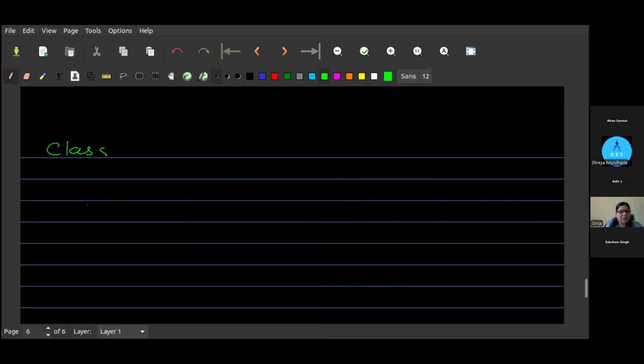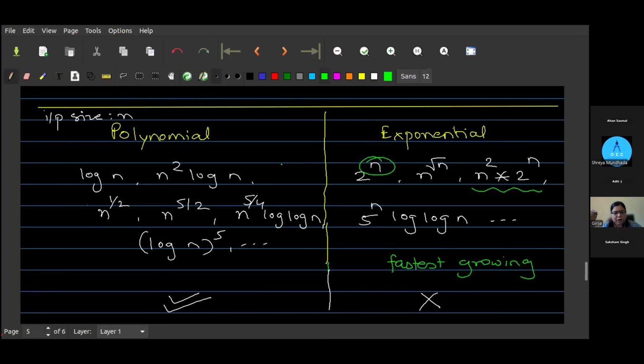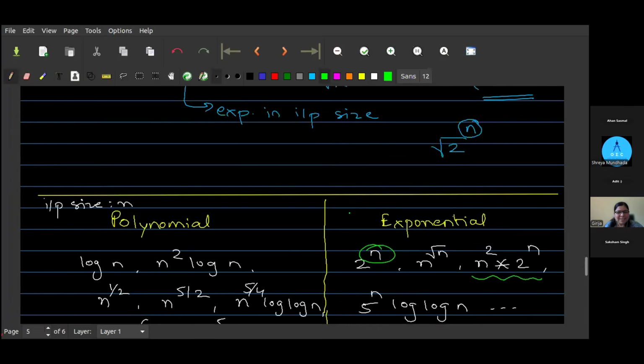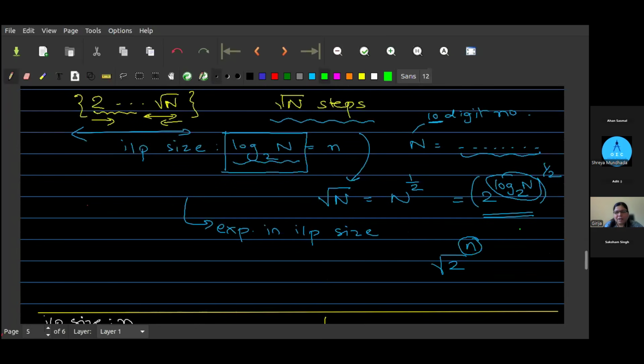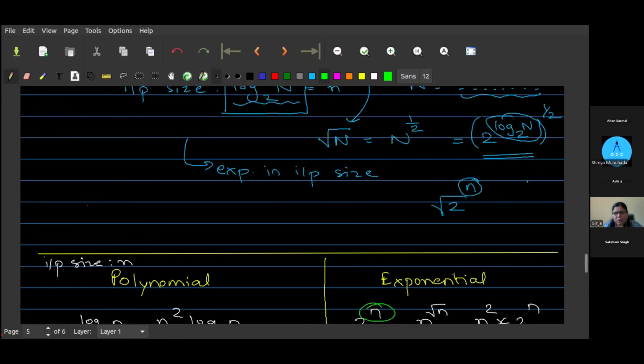Before defining, I had a small doubt, ma'am. Yeah, go ahead. Is there anything between? Yes, there are things here. One example will be, let's say, this. This is called pseudo polynomial. So that is kind of in between these two.